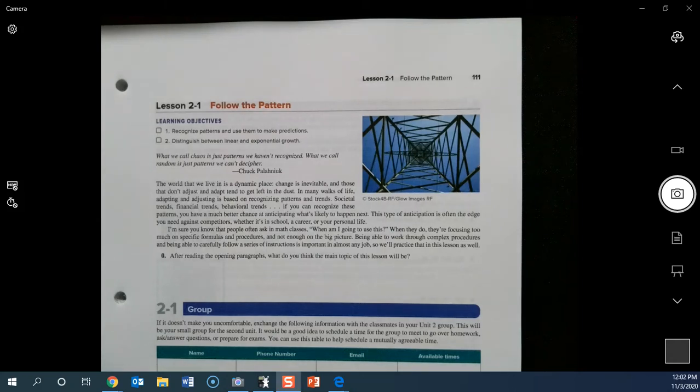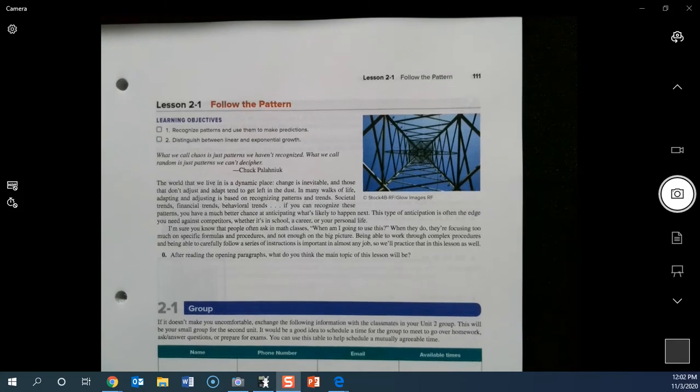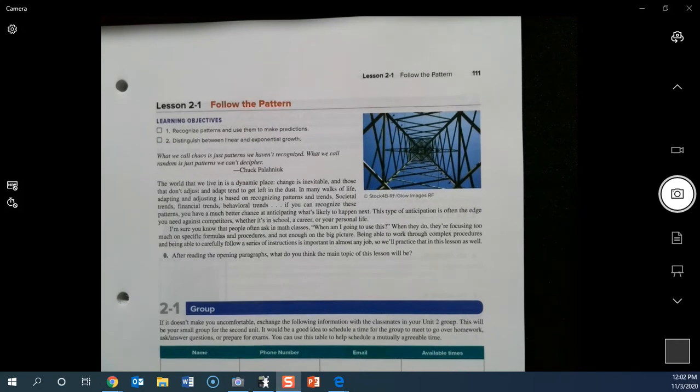Hello, class. We're about to start section 2.1, Follow the Pattern. We're on page 111. Our learning objectives are to recognize patterns and use them to make predictions, and also to distinguish between linear and exponential growth.